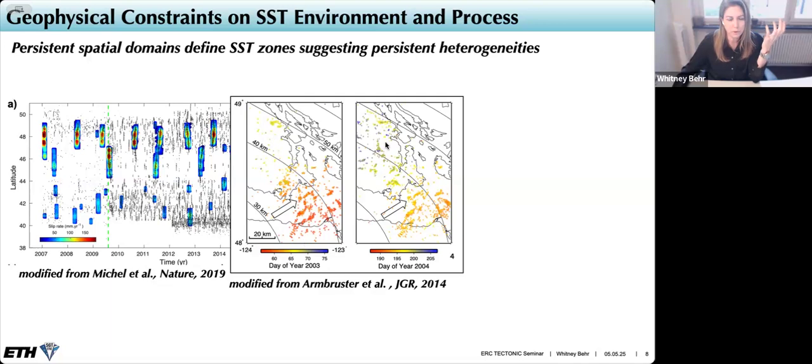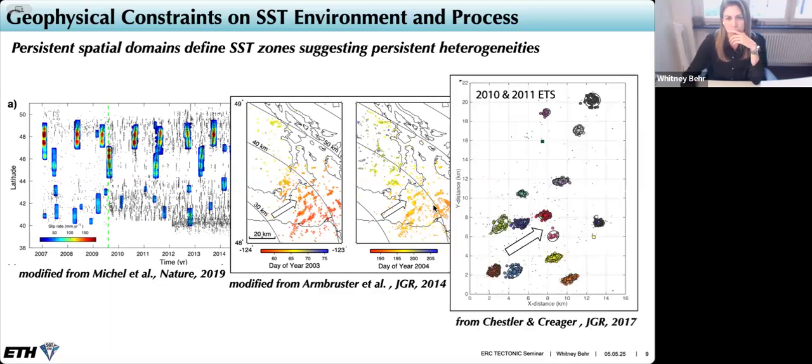Now, if we zoom in, also on Cascadia, and just look at the LFE distributions, we see they also show a streaking pattern, but in this case these are oriented in the down dip direction toward the northeast rather than along strike. And we can trace those same streaks that are lighting up in 2003 through to the year 2004, again suggesting persistent heterogeneities or lineaments being defined by the tremor here.